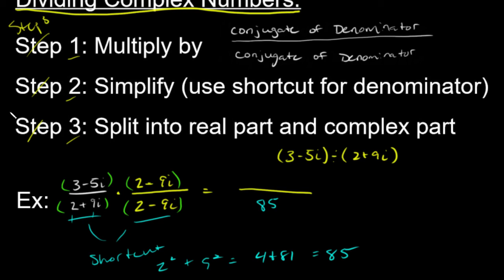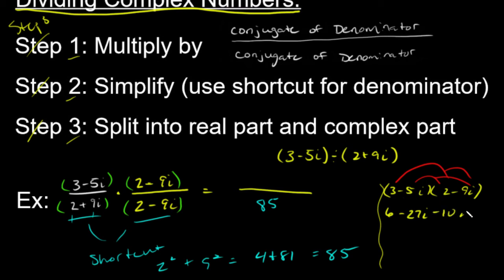Wow, that was quick. Now this next piece, you need to just go ahead and work out. So I'll do that over here. You've got 3 minus 5i and 2 minus 9i. And now you distribute. So you're going to get 3 times 2, which is 6. 3 times negative 9i, which is negative 27i. Negative 5i times 2, negative 10i. And negative 5i times negative 9i, which is a positive 45i squared.